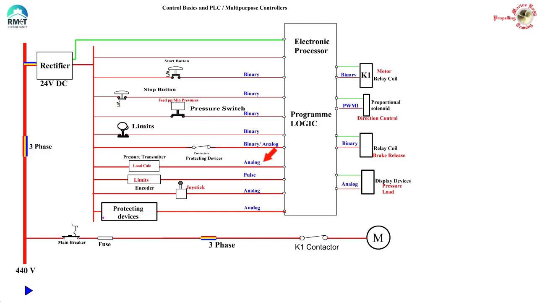On the output side, we can see the signals are not restricted to binary outputs. We may have binary outputs for operation of contactors for various motors and solenoids. We have pulse width modulation outputs. We call it PWM outputs for control of proportional solenoids for the operation of the crane pumps, variable delivery pumps. We may have analog outputs which may later be modified for display devices.